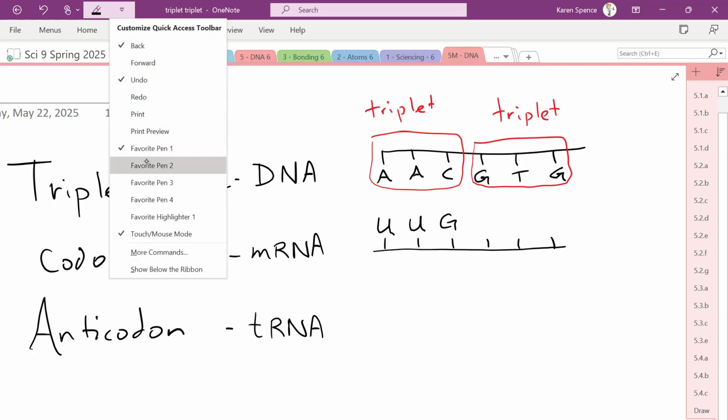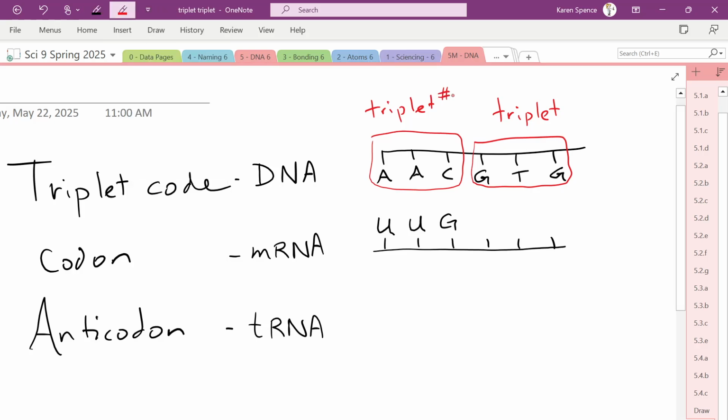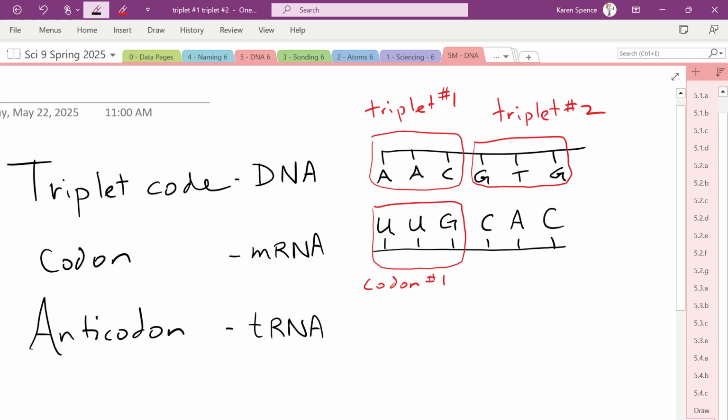So we had triplet number 1 and triplet number 2. We have codon number 1 and we are going to have codon number 2. What is the code for codon number 2? C, A, C. So that's codon number 2.